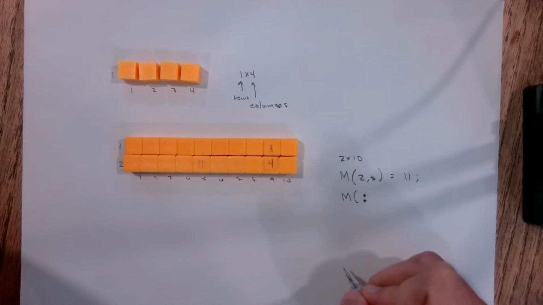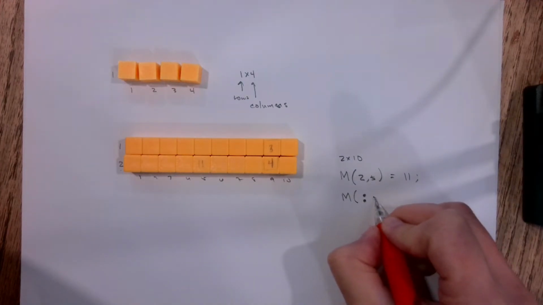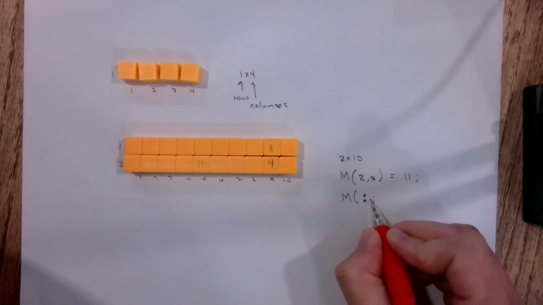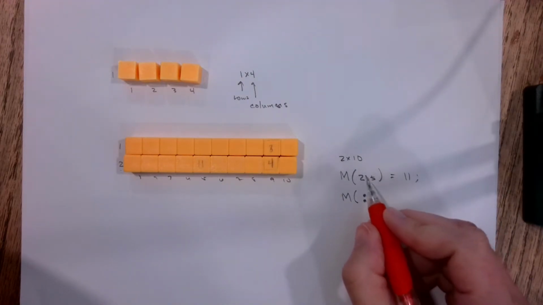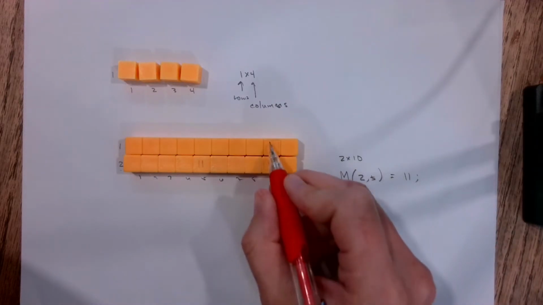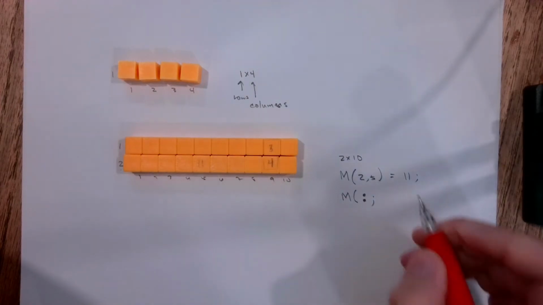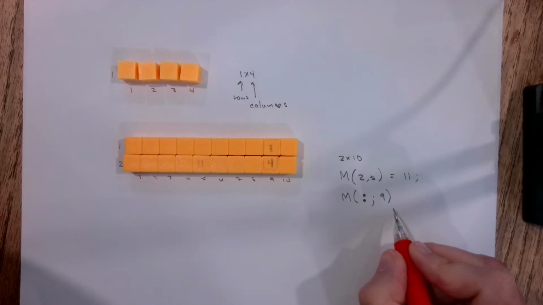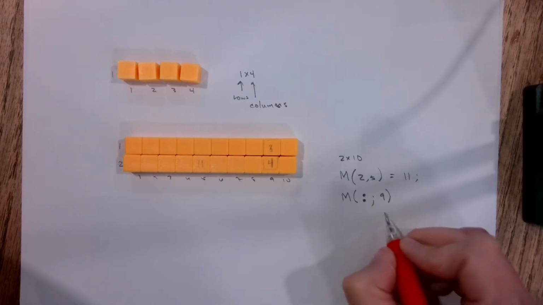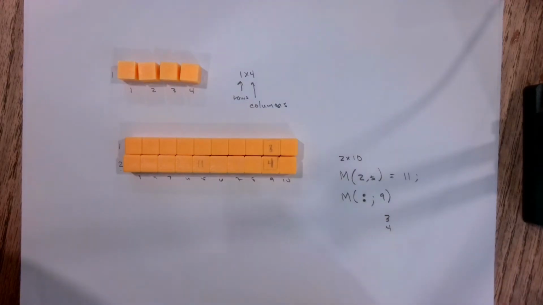I'm going to use this colon here, and the first field here is for rows. So I want all the rows. In my previous example, I wanted an entry in just the second row. So I want the entries in all of the rows and in the 9th column. So if I type this in, MATLAB is going to spit out for me 3, 4.